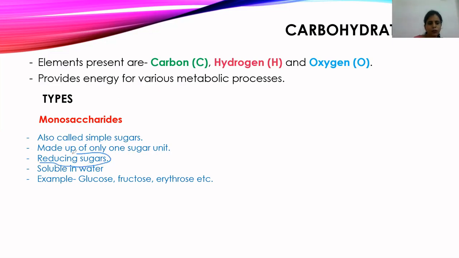So remember this point, very important. Monosaccharides are all reducing sugars. The meaning of the word reducing sugar is, you have studied in your chemistry about redox reactions, that is reducing agent and oxidizing agent. So all these monosaccharides can act as a reducing agent. That's the reason they are known as reducing sugars. And these monosaccharides are all soluble in water.